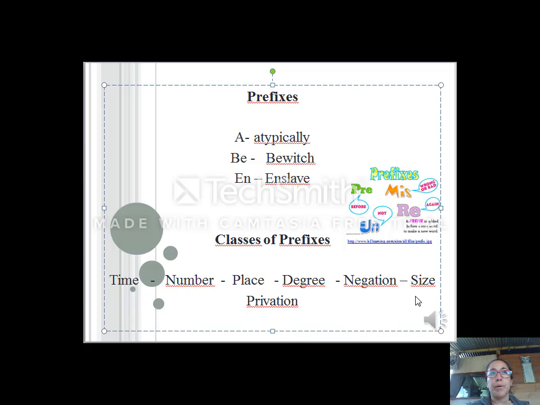Size, we can find prefixes like micro or mini, microcosmos or minibus. And the last is privations. The prefixes are a or an. Examples: amoral or unhappy.